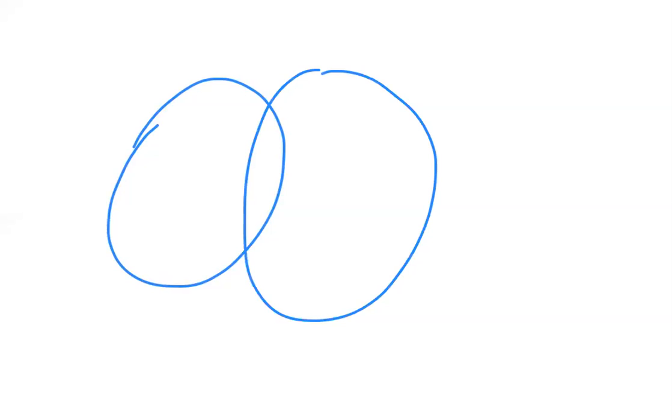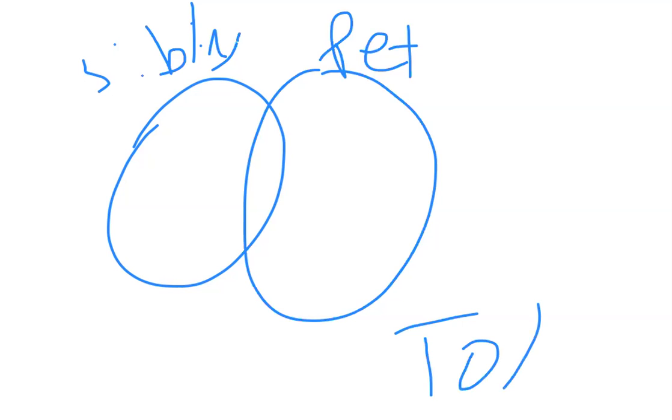Okay. 22 students in Miss Smith's second grade class each have a sibling or a pet. If 14 students have a sibling and 18 students have a pet, how many students have both a sibling and a pet? Okay, let's draw a Venn diagram. It's way easier. So sibling, pet, and the total should be 22 because there's only 22 students.